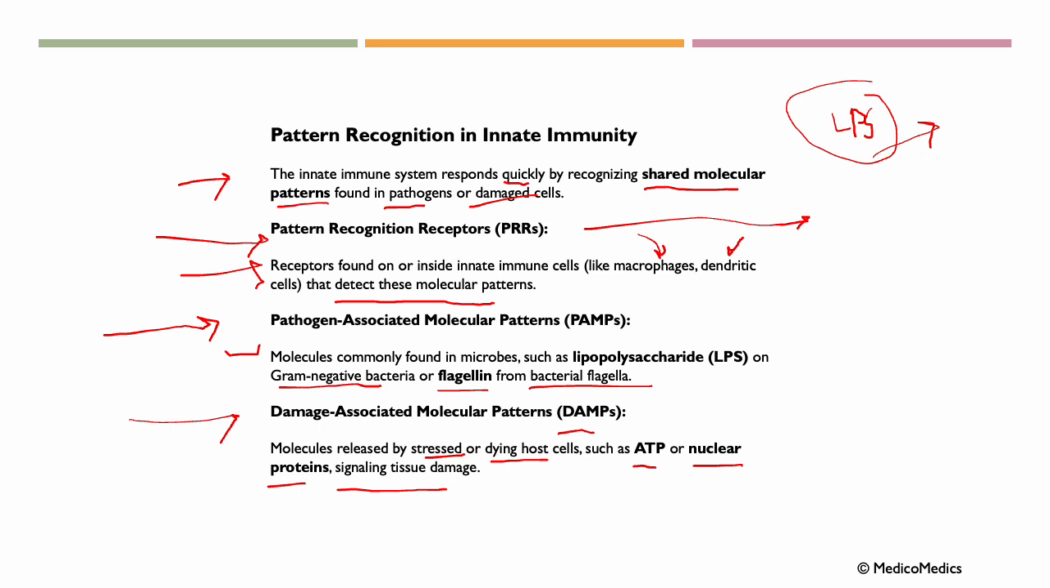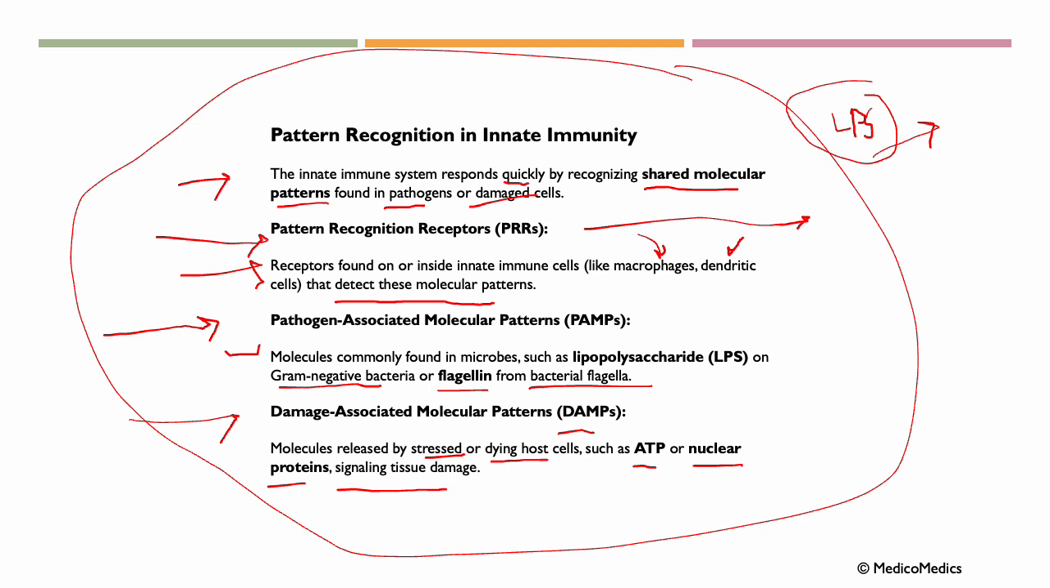We also have NOD-like receptors. So for example, NOD2 detects bacterial peptidoglycan fragments inside cells, and this is important in gut immunity.